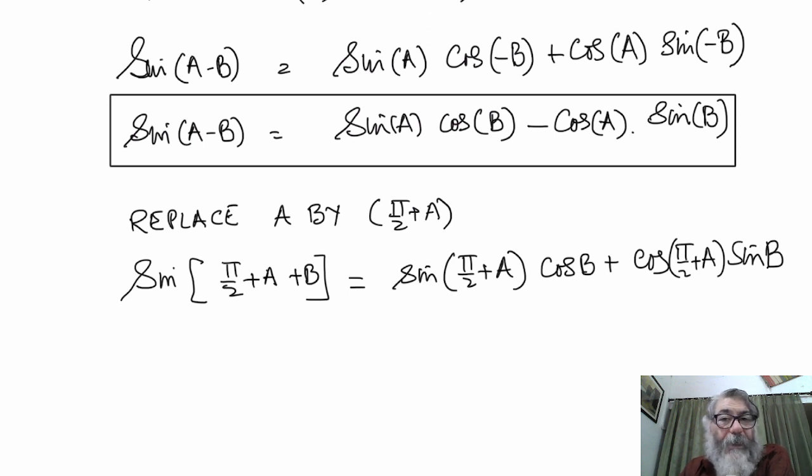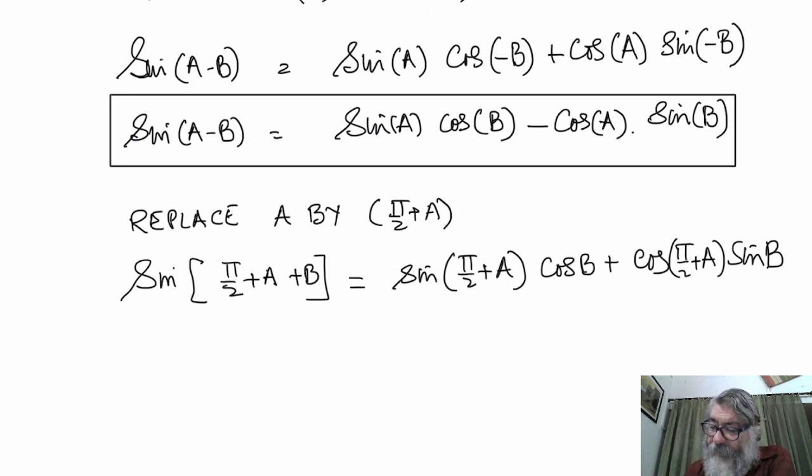So where A was there, I am putting pi by 2 plus A plus B, and wherever in the formula A was there, A is replaced by sin 90 plus theta. Because instead of 90, I have written pi by 2 in radians, and plus A instead of theta, I have used the word A. Angle could be theta, beta, gamma, A, B, C, anything it could be.